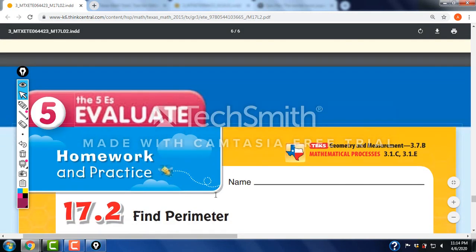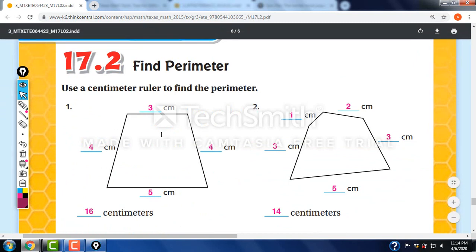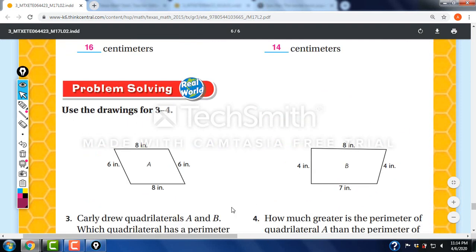Now let's take a look at your work. Okay, these are the correct measurements. If you use the centimeter ruler to find the perimeter, you should have gotten 4 here, 3 here, 4 centimeters here, 5. Take a look at how you did with your measurements. These are accurate. So 16 for number 1 and 14 for number 2.